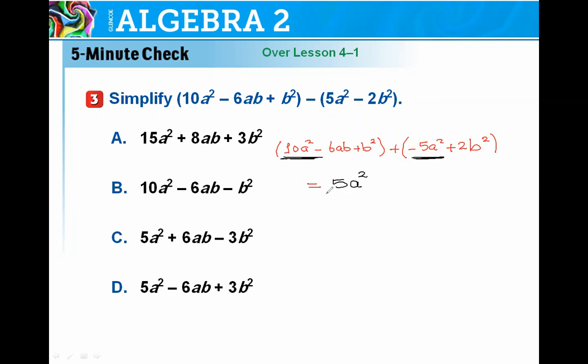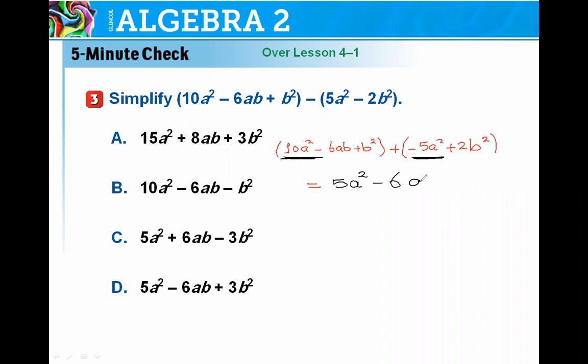Marwan, we have negative 6ab. Do we have ab in the other expression? No. So we don't have any like terms for ab, so I just write it as it is: negative 6ab. Okay, there is no problem, Turki. I'll complete with Marwan.